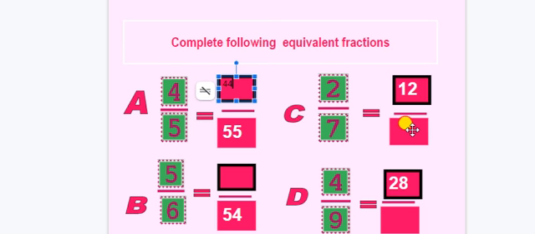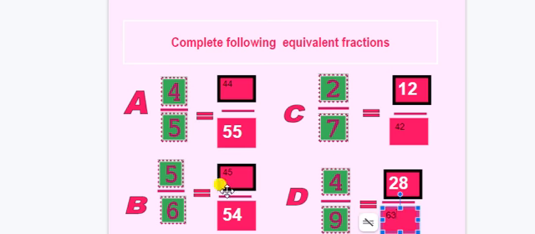Okay, let's move to this one. 2 into 6 is 12, so we will multiply 7 by 6 as well to complete the fraction. 6 into what number gives us 54? Find it out, please. Yes, 6 into 9 is 54, so multiply 5 by 9 as well. Yes, 4 into 7 is 28, so multiply 9 by 7 and we will get 63 here.